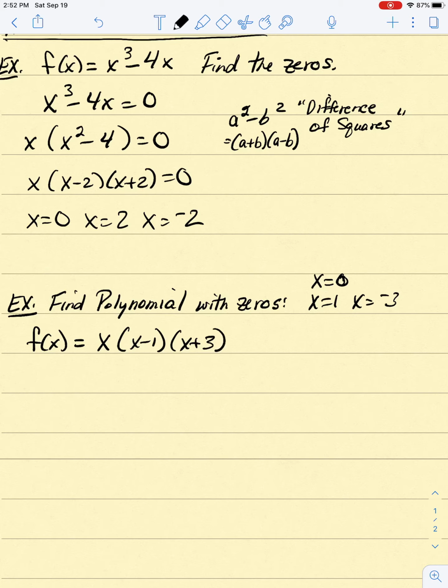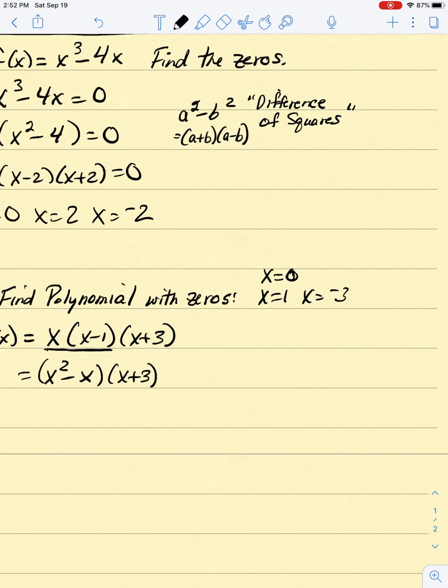So then to find the polynomial, we want to simplify this. So I would probably multiply here the x and the x minus 1 first. So we would get x squared minus x. Then from there, let's go through FOIL between the x squared minus x and the x plus 3. Okay, so if we do our multiplication, we'd have x to the third plus 3x squared. Okay, and then we would have minus x squared and a minus 3x.